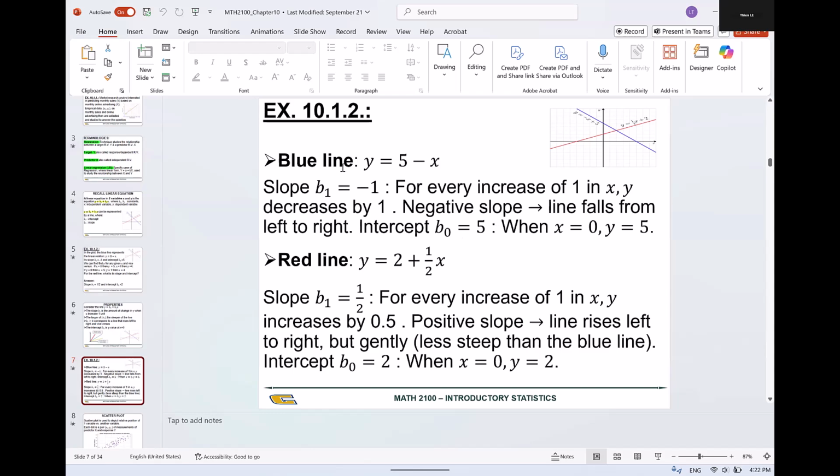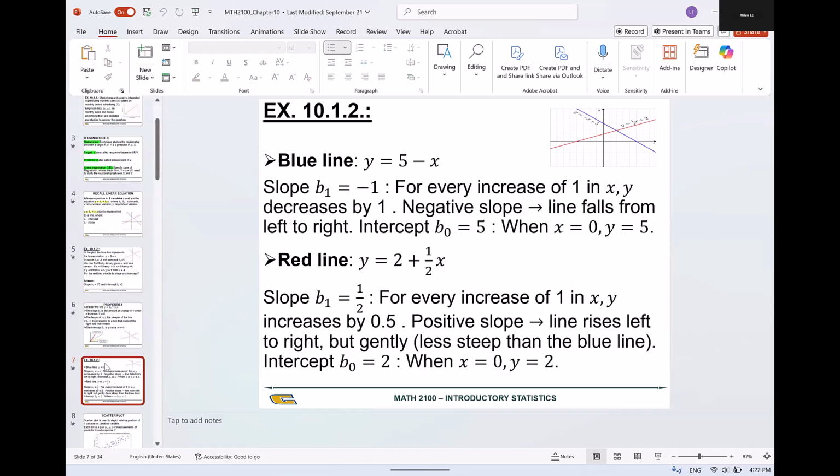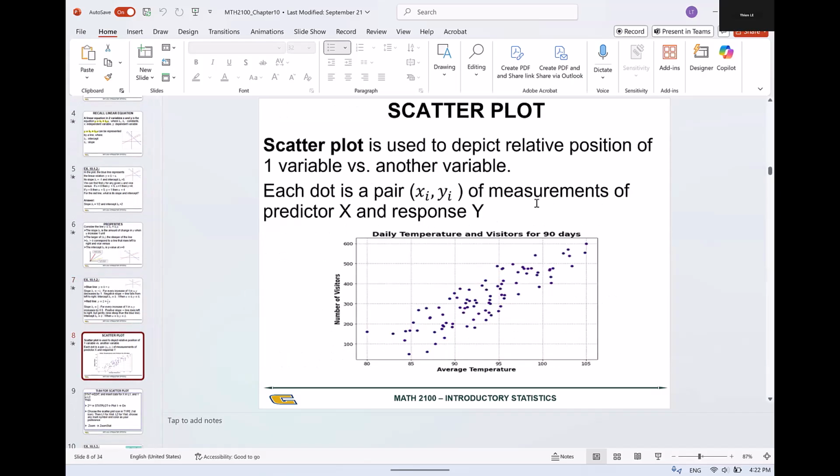So here we put everything we just discussed in the previous slide in a more formal slide. Here we talk about the scatter plot. Basically, the scatter plot is a very useful tool used to depict the relationship between two random variables.